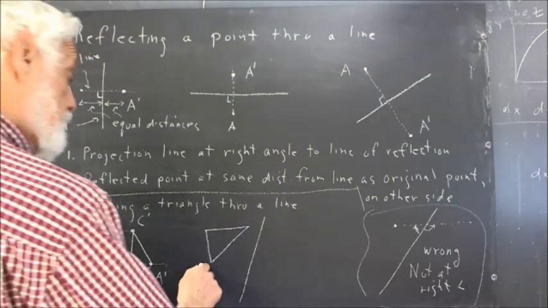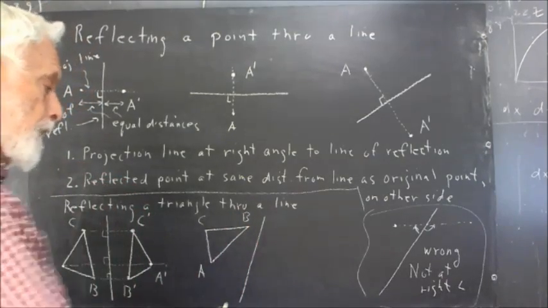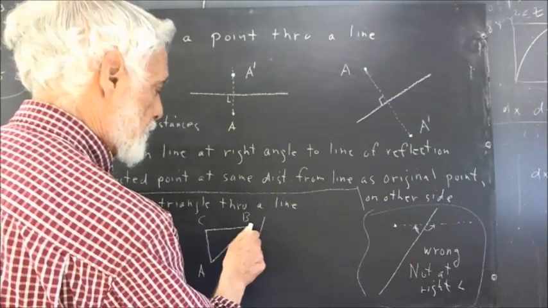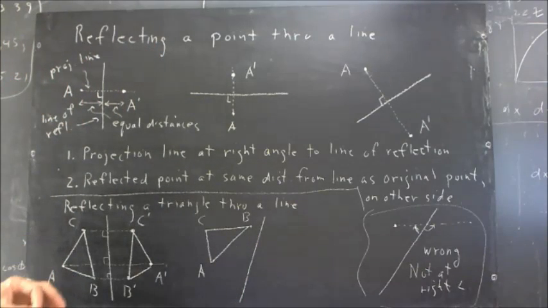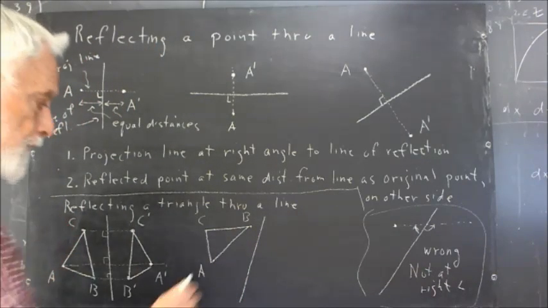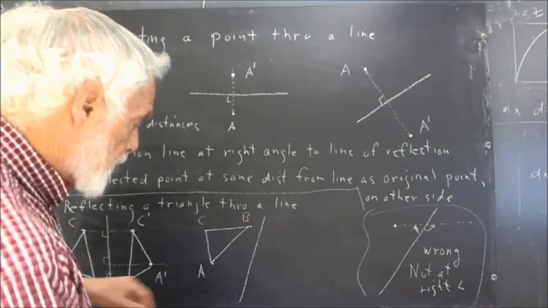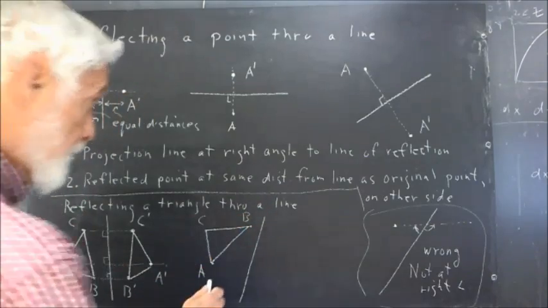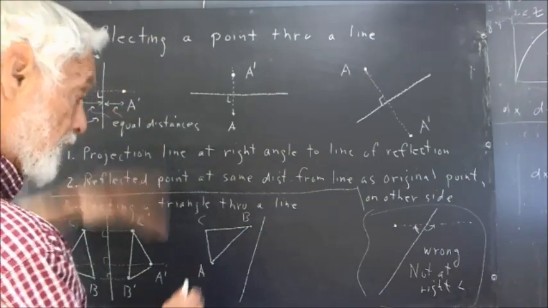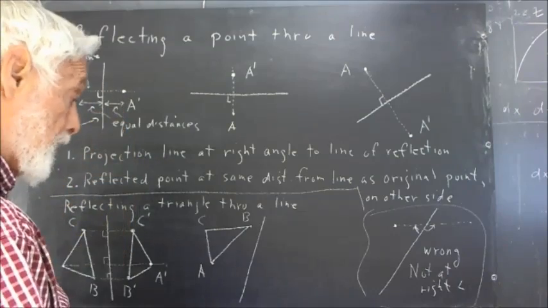So let's say we have this triangle. Here we have A, B, and C. Let's reflect point B first. Now we've got to go at a right angle. And actually I'm going to start with point A. We've got to go at a right angle to this line. Now it's a little harder to do when the line is oblique, when it's at some angle. If it's vertical or horizontal, then your projection line will either be straight across or straight down.